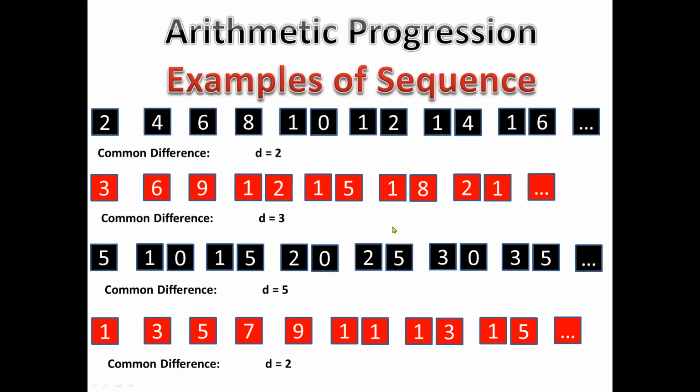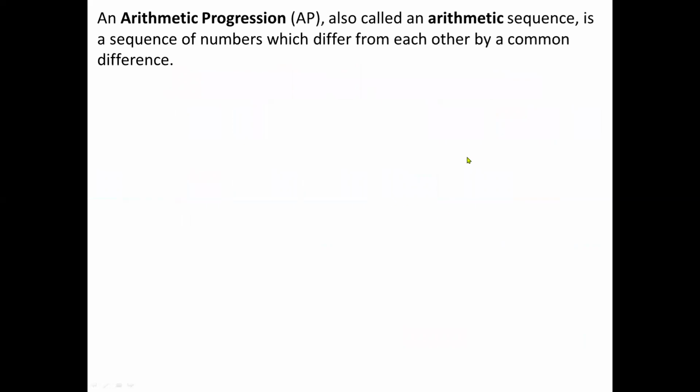Malinaw ba, anak? Ang first slide natin? Yes, sir. So let's proceed. An arithmetic progression or AP, also called an arithmetic sequence, is a sequence of numbers which differ from each other by a common difference. That is why lahat ng mga halimbawa natin kanina, lahat ng example natin na ibinigay, may common difference.